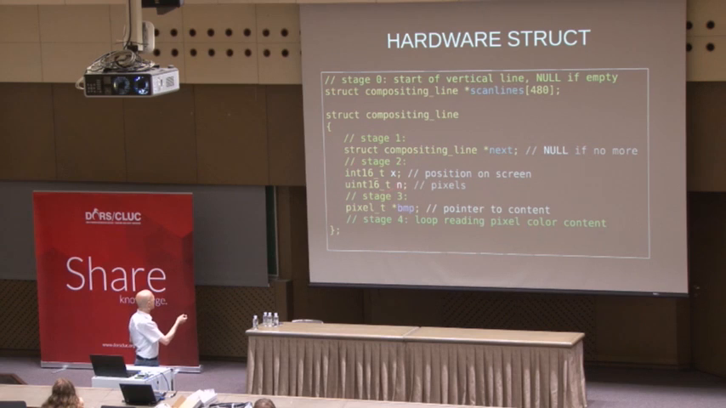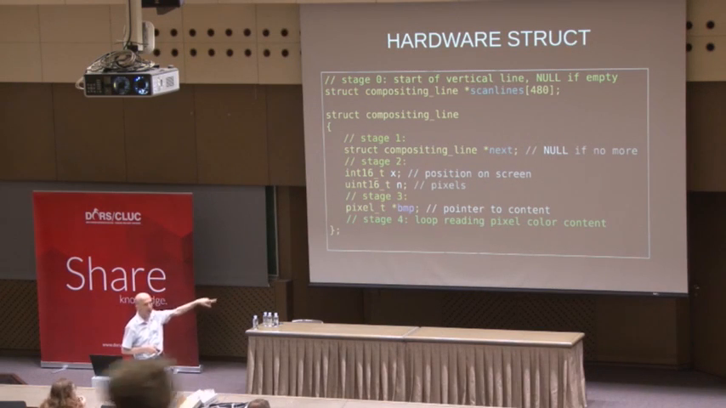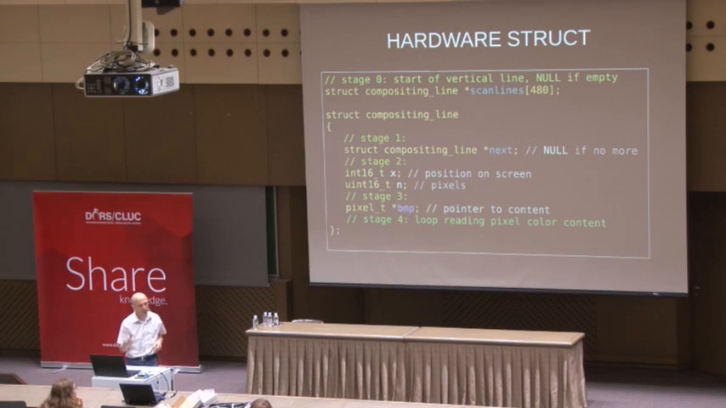Stage 2 is 32 bits fetched at once. This is a pointer to the actual content, so we can reuse the content. If we have the same sprite shown 1,000 times on the screen, we memorize it only once and show only the copies. It will be done automatically. And stage 4 is, of course, fetching pixel by pixel and showing them.